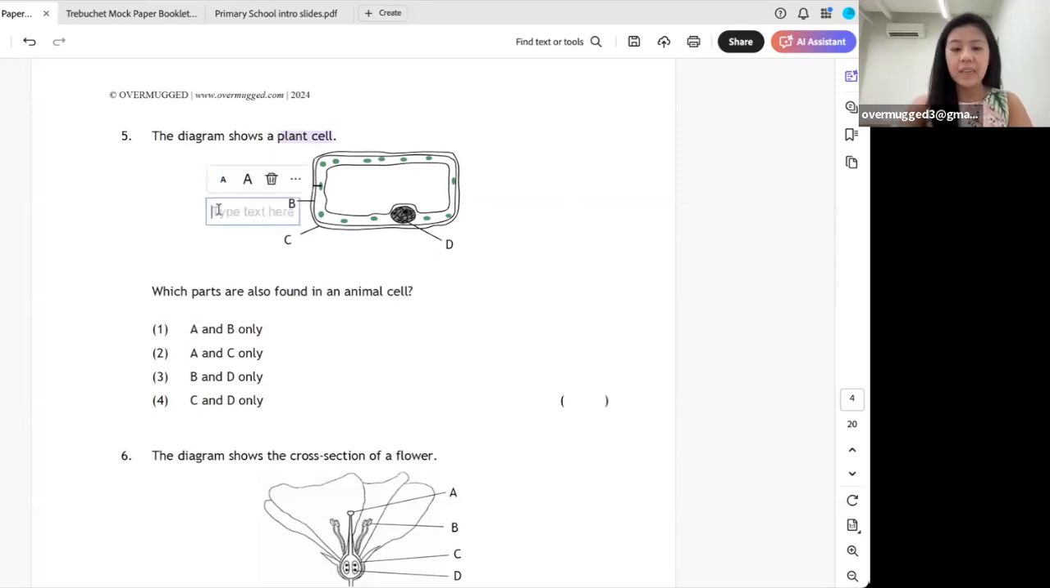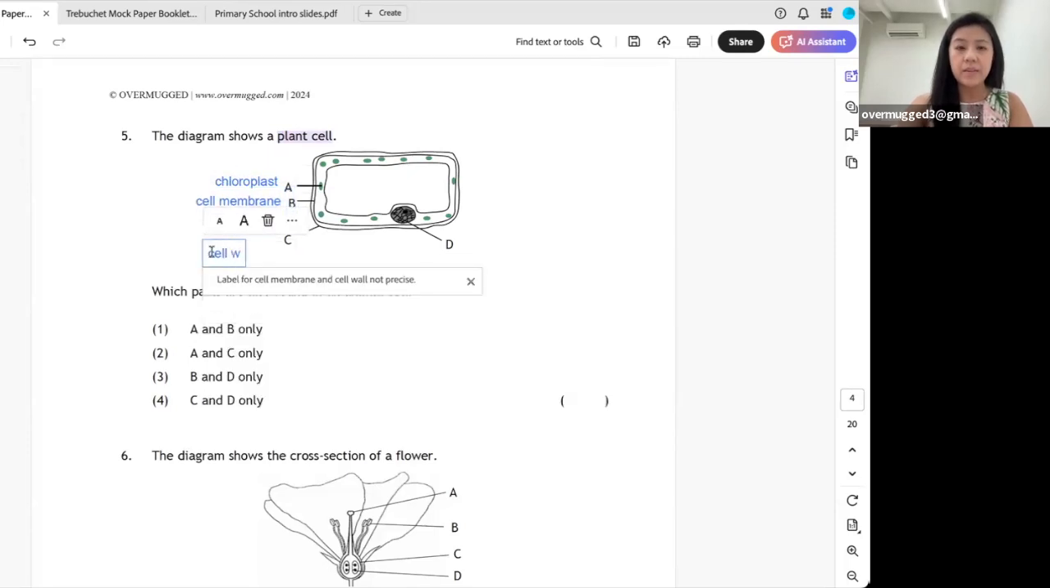And B, which is the inner layer, you should be able to identify that as the cell membrane. And then C, which is the outer layer, is the cell wall, right? Now for D, which is the brain of the cell, in inverted commas, this would be the nucleus.